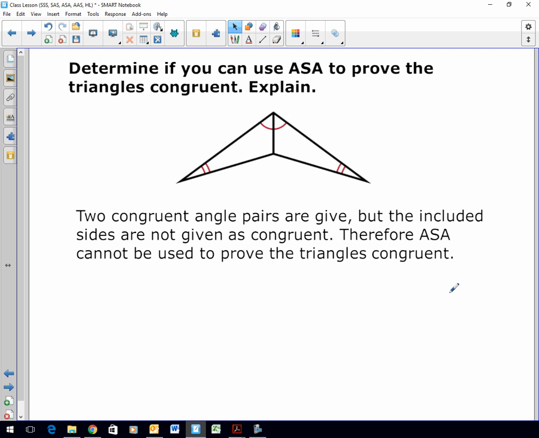Alright. See if we can use angle, side, angle in this particular theorem. Okay, I'm trying to use angle, side, angle.